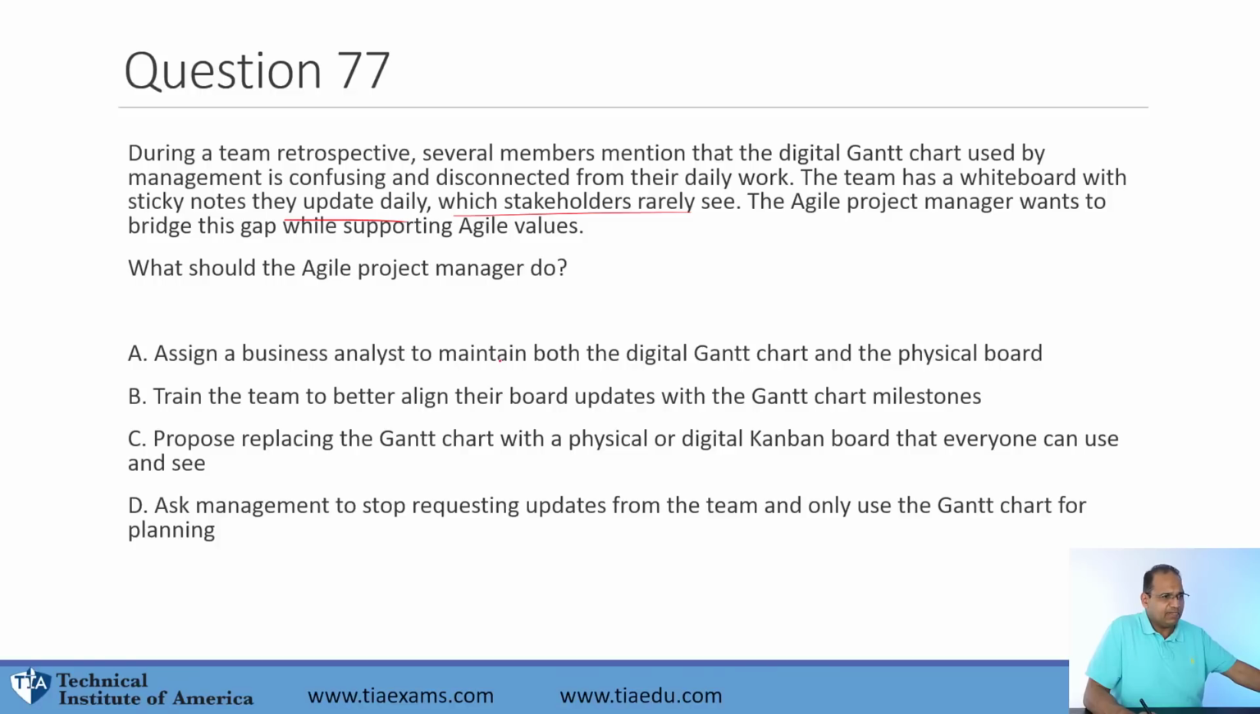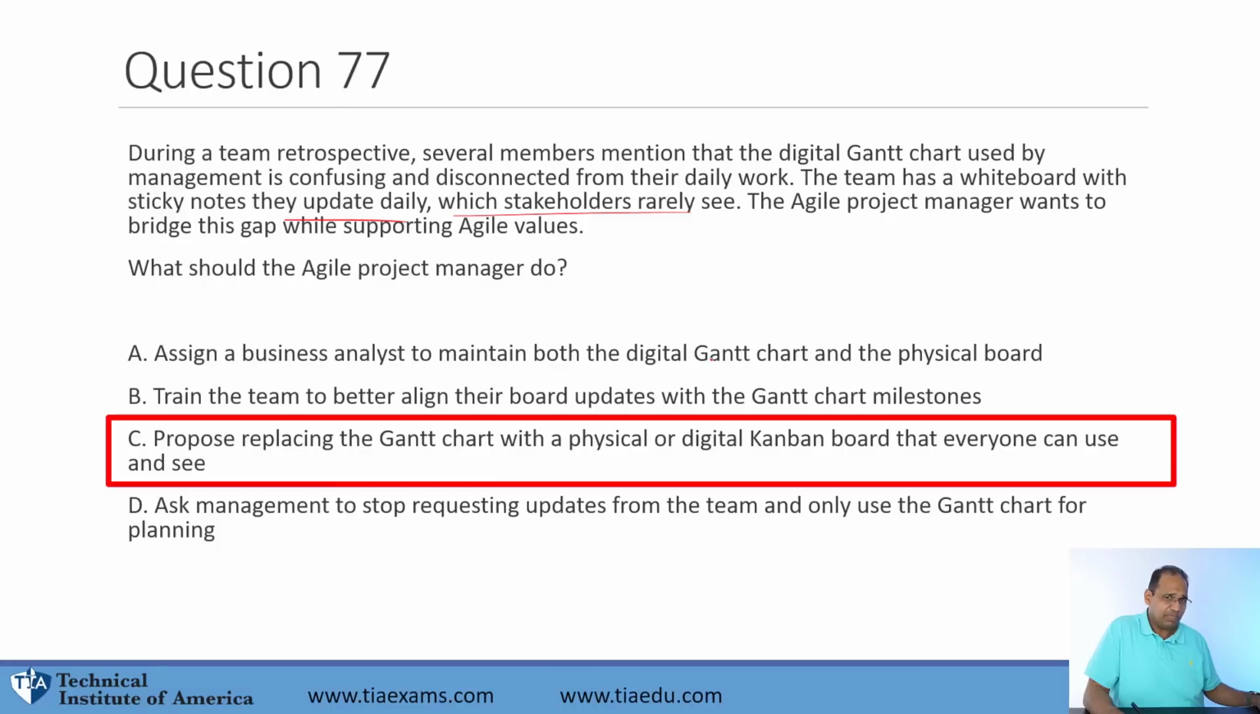Assign a business analyst to maintain both the digital Gantt chart and the physical board. Train the team to better align their boards with the Gantt chart milestones. Propose replacing the Gantt chart with a physical or digital Kanban board that everyone can use. Ask management to stop requesting updates from the team and only use the Gantt chart for planning.